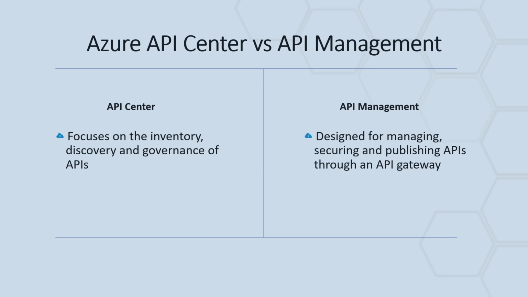This is a frequent question. What is the difference between the API Center and API Management? API Center focuses on inventory, discovery and governance of APIs, and API Management is designed for managing, securing, and publishing APIs through an API gateway. So this is not the best practice to create new APIs in the API Center, but just manage the already created ones.